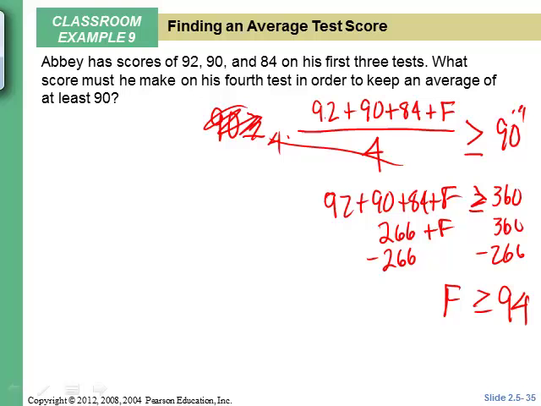94. Now, what question did they ask? What score must he make? He must make greater than or equal to 94 on his fourth test. Okay, let's look at the last one.